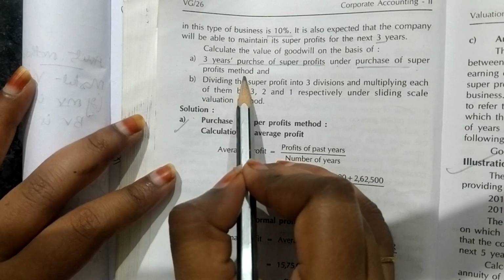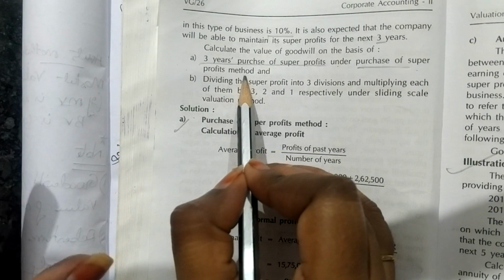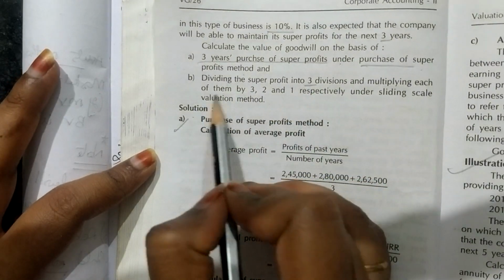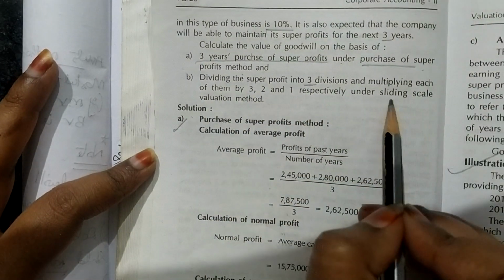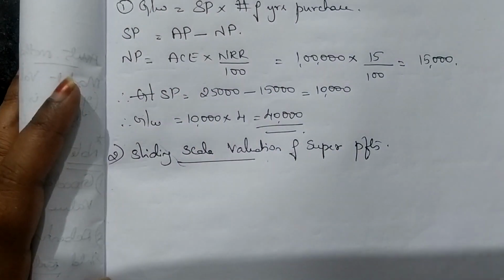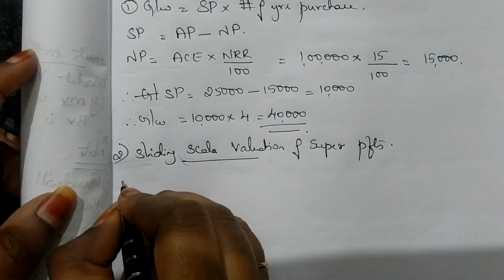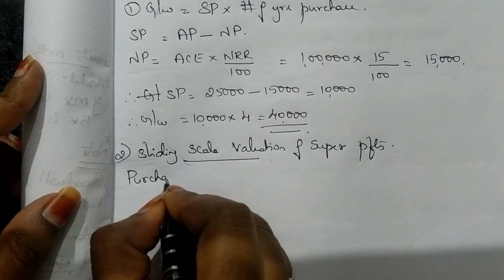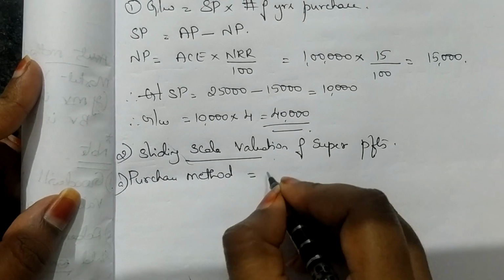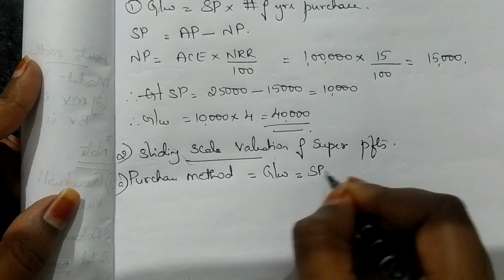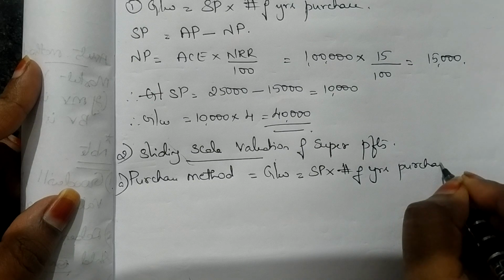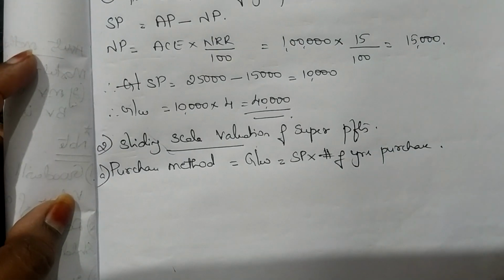super profit method. So the method which we have just calculated, that method also we should use. Dividing the super profit into 3 divisions and multiplying each by 3, 2, 1 respectively under sliding scale valuation method. So they have asked you under both the methods also. So first let us do under purchase method. This is A. So under purchase method, we all know the goodwill formula is super profit into number of years purchase. Okay, I'll tell you how you have to do sliding scale.